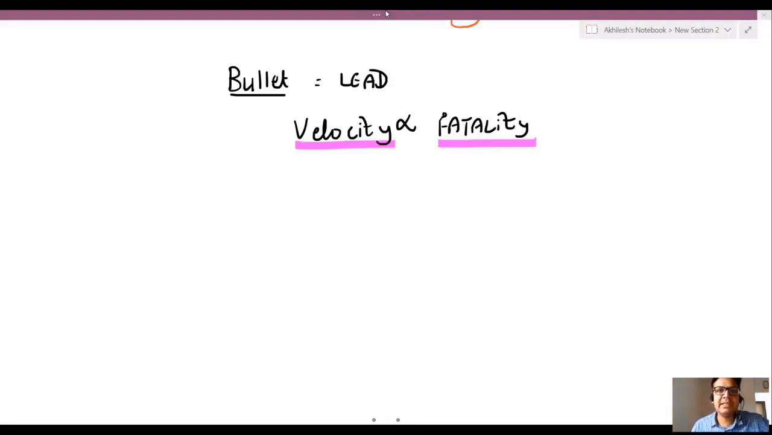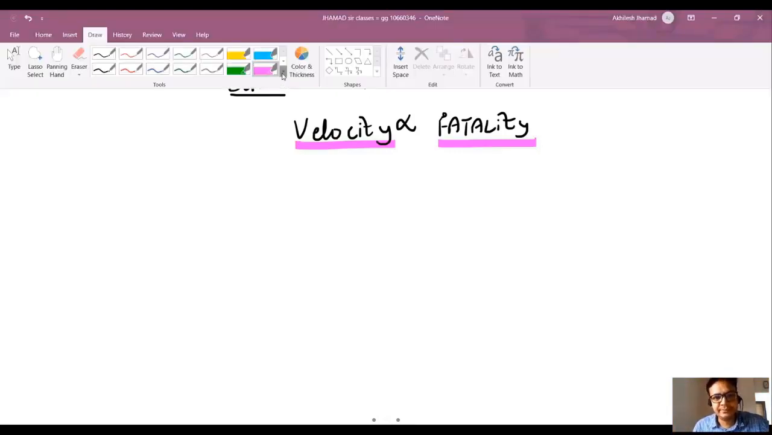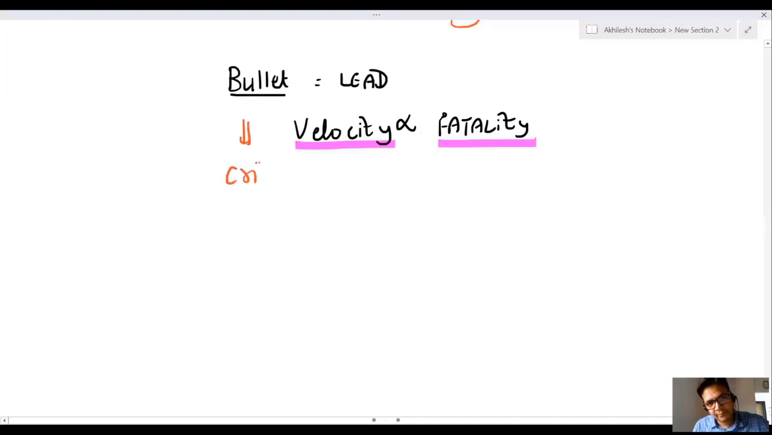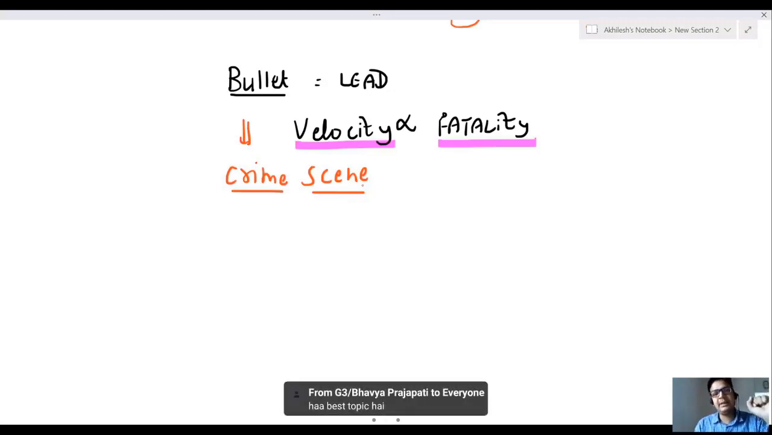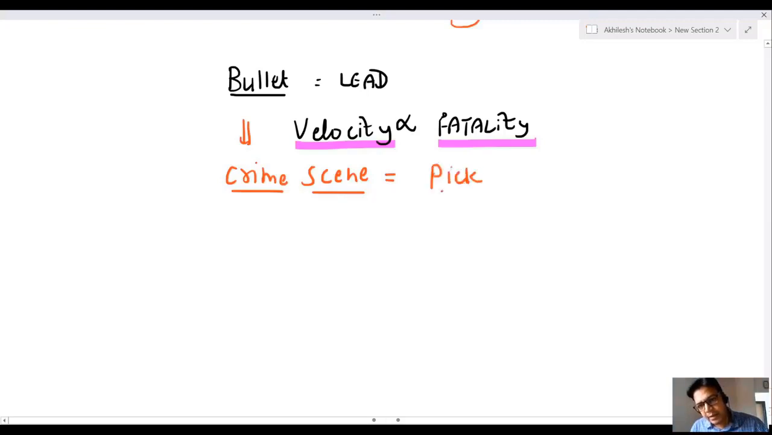Now, it's a very important topic for forensic because when you conduct the postmortem, you have to examine the bullet, because you take bullets out from the body. If bullets are present in the crime scene, this question comes: how do we pick the bullet?